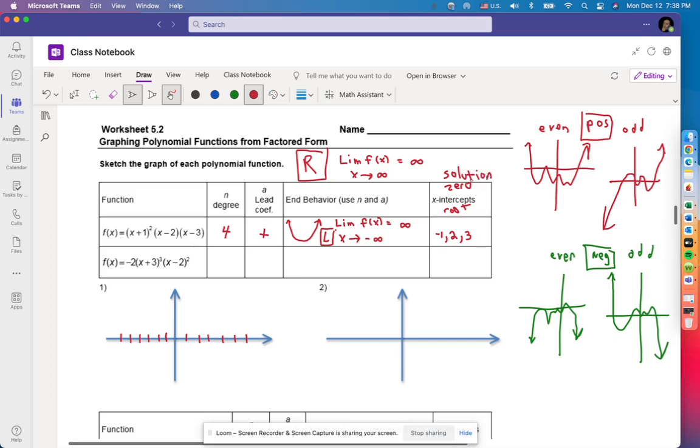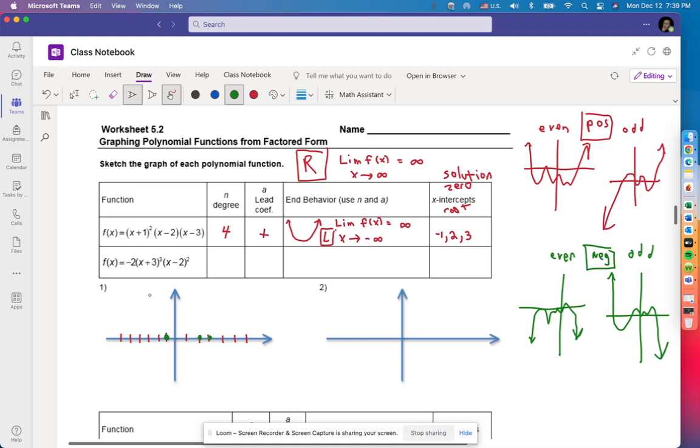So, first thing I'm going to do is sketch it. If I look at each multiplicity, let's first plot our points. Let's use green. To plot my points, I have a -1. So I'm going to go to -1 and put a dot. This is going to be my rough sketch. I'm going to go to 2 and put a dot. I'm going to go to 3 and put a dot. This is my very rough sketch.